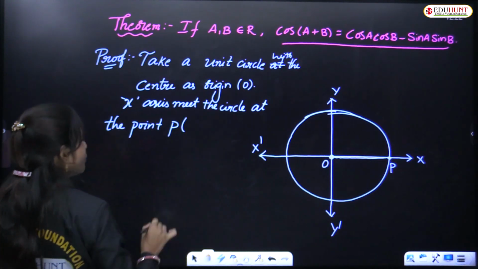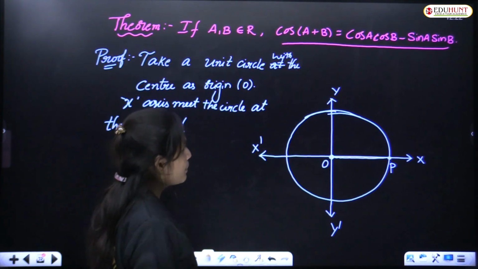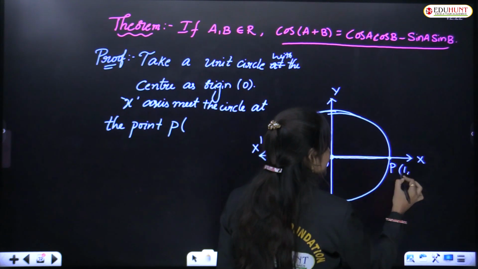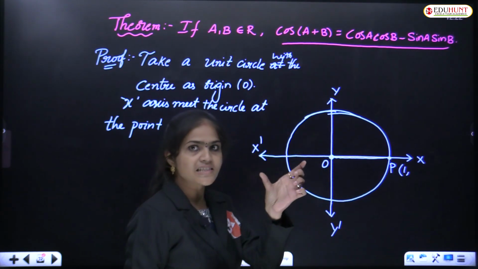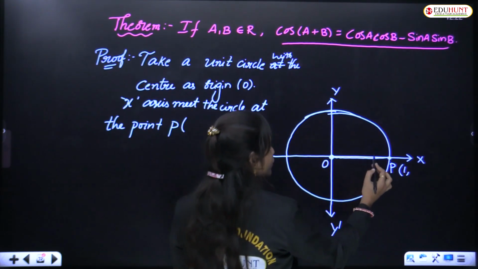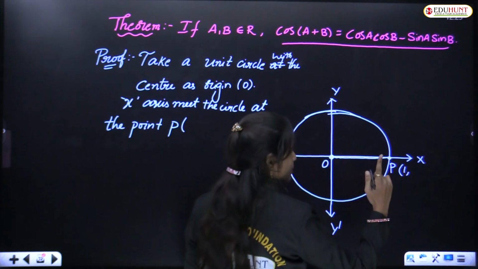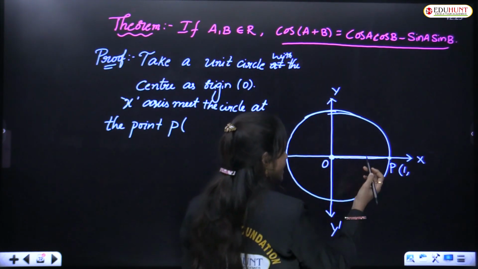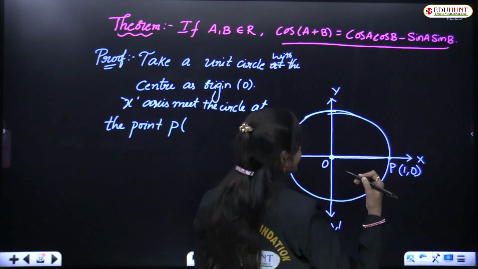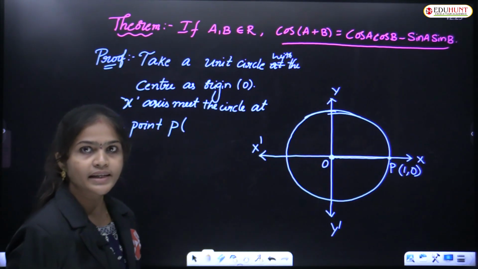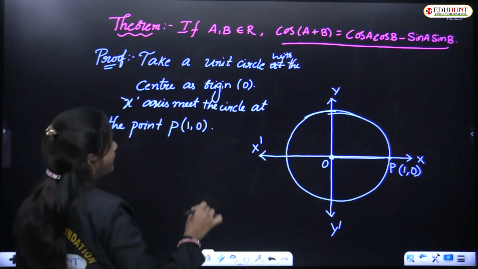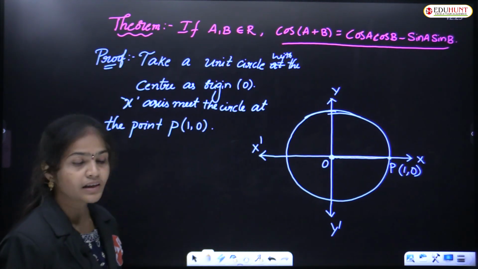So what are the coordinates of point P? Here I am saying this is unit distance. So on the x-axis the distance is 1 unit. So O to P is 1 unit. So x is 1, and on the y-axis there is no point, so y is 0. That point is (1, 0). So point P is (1, 0). Clear?